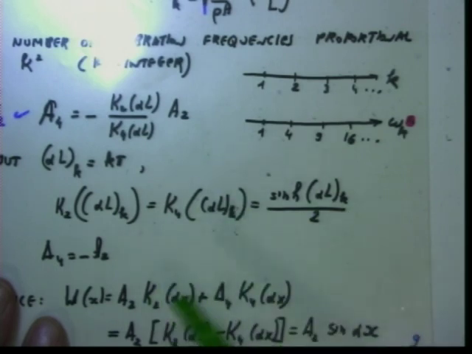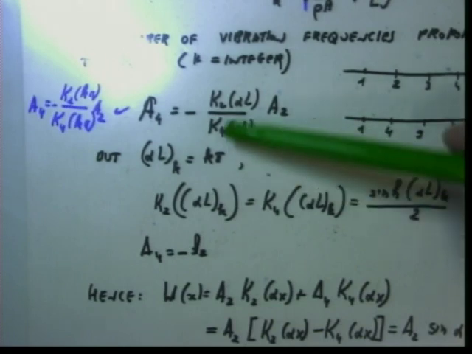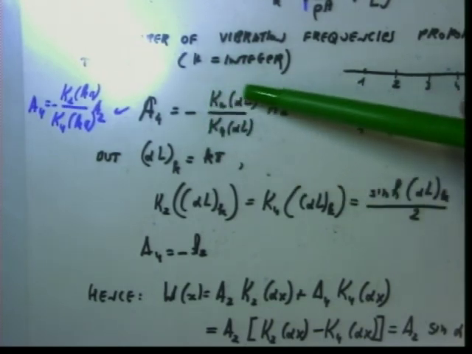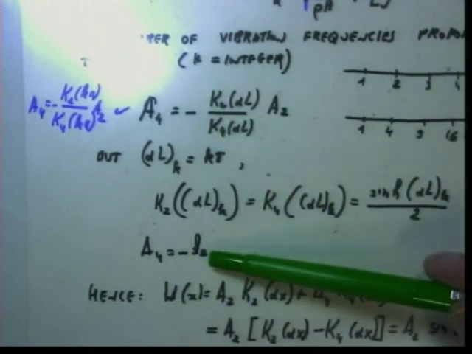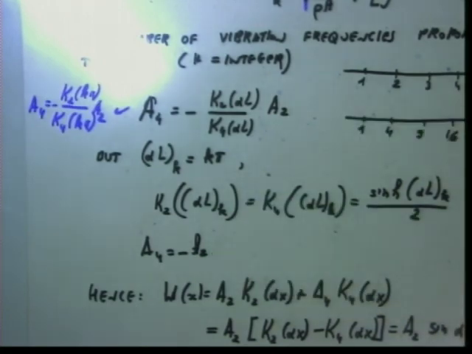So they are equal to each other, K2 and K4. Because they're equal, then here I have just 1. This value, please circle, this value equals 1. So A4 actually equals minus A2. A4 equals minus A2.